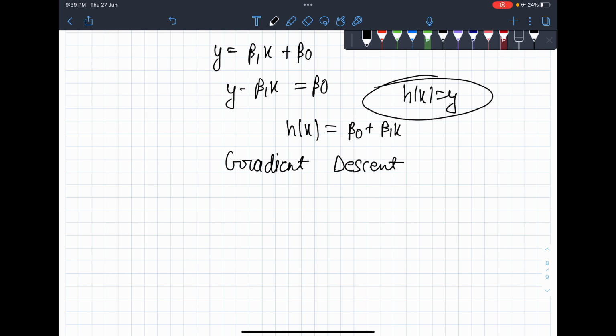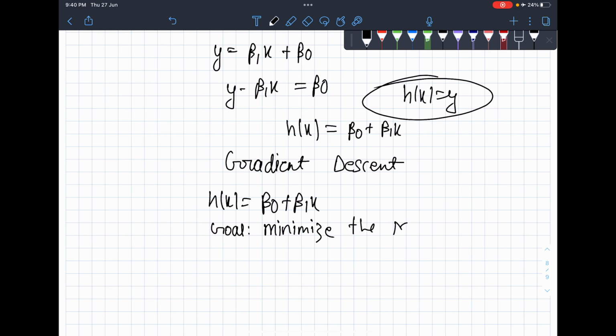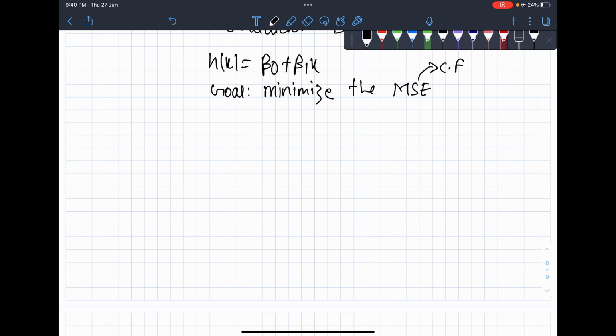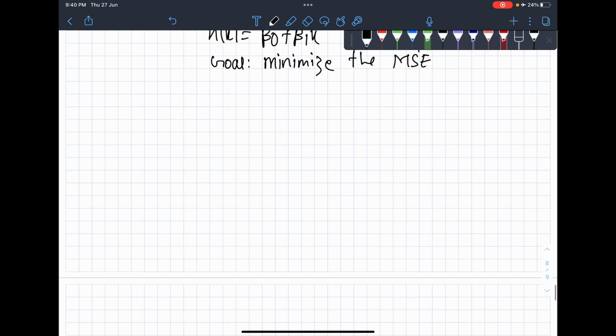Now we have our hypothesis function. Our goal or aim is to minimize the MSE cost function, and our superhero for that is gradient descent. How do we use it? Let's understand gradient descent. MSE is mean squared error. Now, what is mean squared error if you see here?